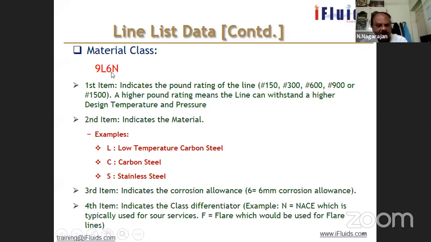Third item is 6, which indicates the corrosion allowance. Here 6 means 6 millimeter corrosion allowance. What do you mean by corrosion allowance? We have seen the material selection diagram. There is a department called the material department. They determine the corrosive nature of the fluid. Once we give the fluid properties, they will define what type of corrosion may happen. So they add a corrosion allowance.